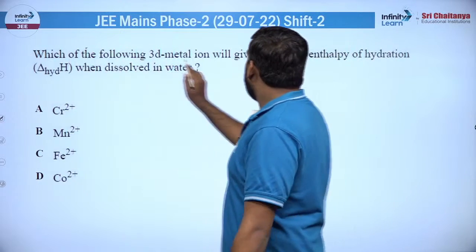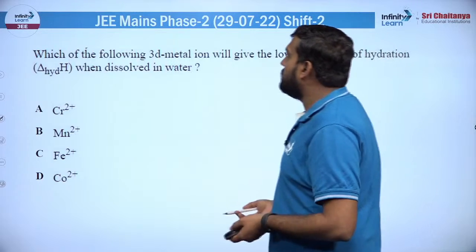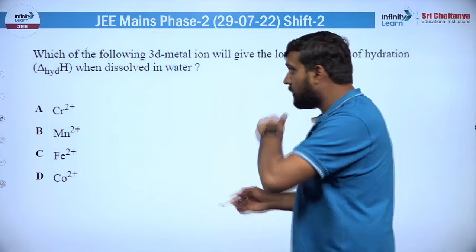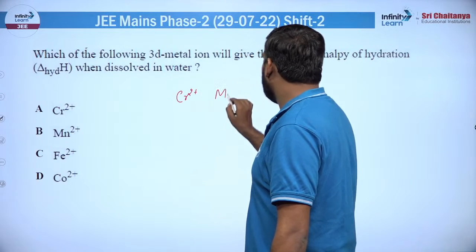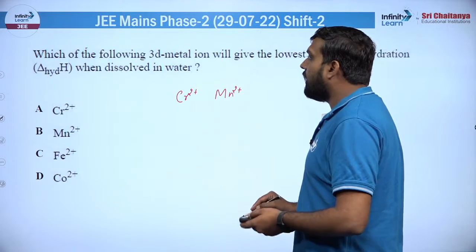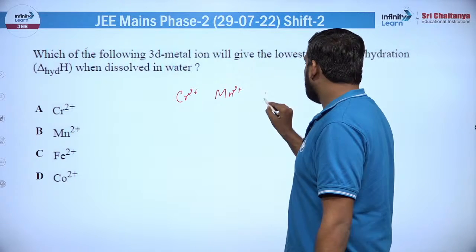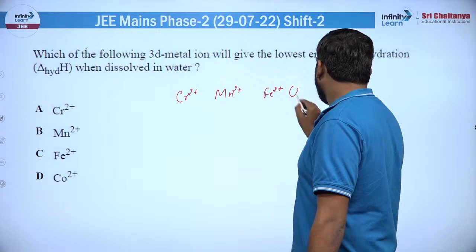Which of the following 3d metal ions will give the lowest enthalpy of hydration when dissolved in water, okay. So what happened basically here, if you go for this Cr2+, they are not changing the charge because the only dependency they are keeping is for the size, okay. I will be coming to that. Then there is Fe2+, and then basically there is cobalt 2+, okay.